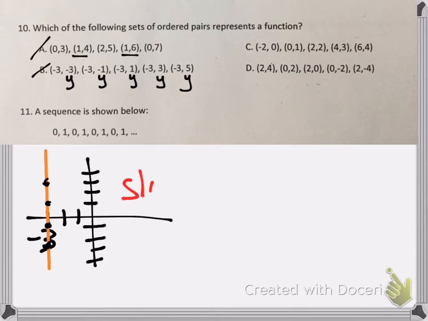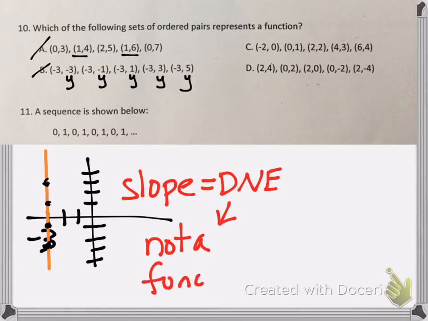And because you have a vertical line, you don't have a slope. The slope does not exist. So because the slope does not exist, this is not a function. Vertical lines do not represent functions. You are having multiple different y values being paired with the same x value. That's like answering the same question with multiple different answers. That's like telling a lie. You can't have different y values when you have the same x value.